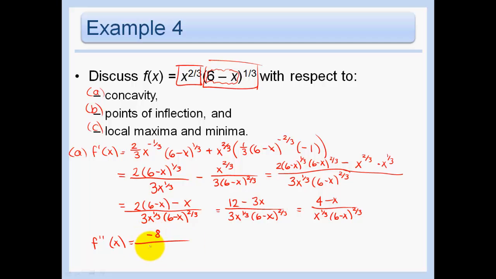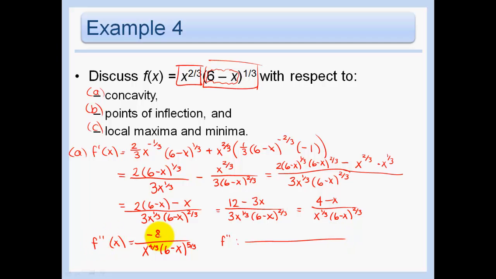This problem's getting too messy. So go ahead and take it from me. That is the second derivative. Now let's finish our problem. In order to find concavity, we have to find where our second derivative is positive and negative. So let's go ahead and make a sign chart.